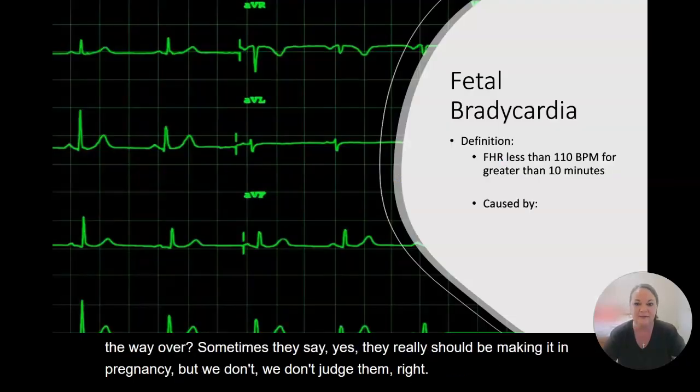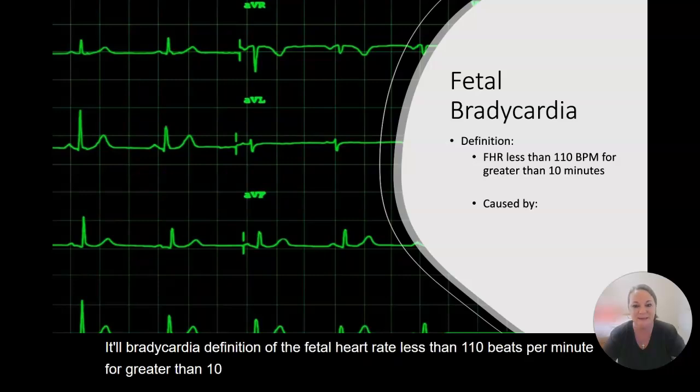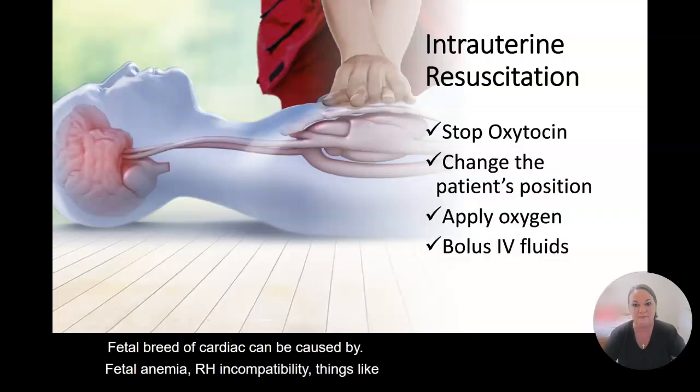Fetal bradycardia. Definition is a fetal heart rate less than 110 beats per minute for greater than 10 minutes. Fetal bradycardia can be caused by fetal anemia, RH incompatibility, things like that.